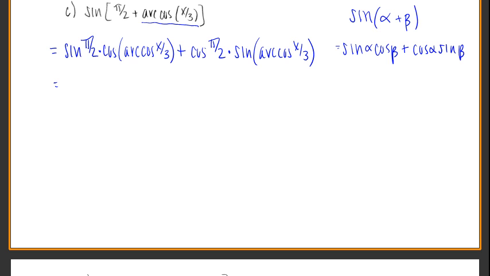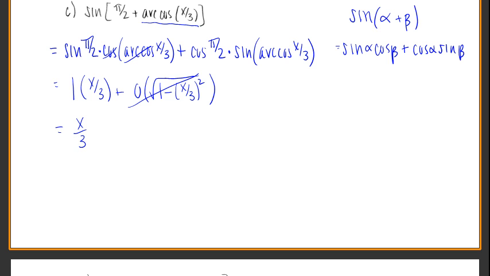Okay, so let's clean this up. The sine of pi over 2 is 1. Cosine, arc cosine go away, so it's 1 times x over 3 plus cosine of pi over 2 is 0. Sine, arc cosine, they don't match up, so we would normally do the square root of 1 minus x over 3 squared, but because we're going to be multiplying this thing by 0, technically all that term goes away. So all of that cleans up to is x over 3. Okay, so there's the simplification process.